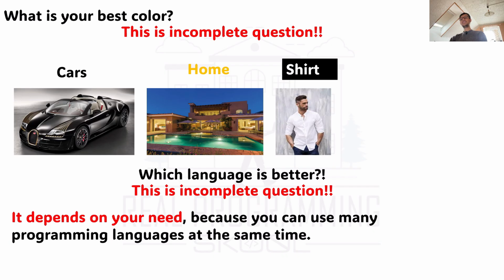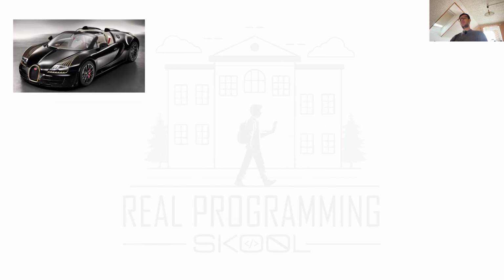All right, now let us have another example to understand more. So let's say this is a black car, the Bugatti Chiron. Let's ask ourselves, where can I use this black car, the Bugatti Chiron, this luxury car? Where can I use it?